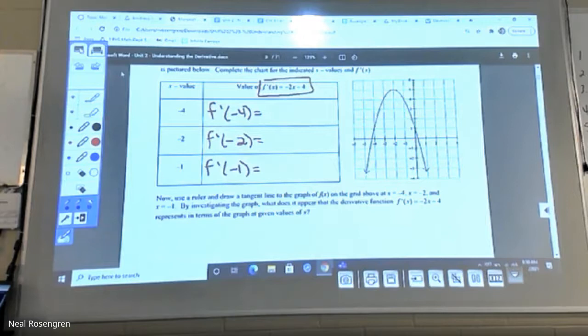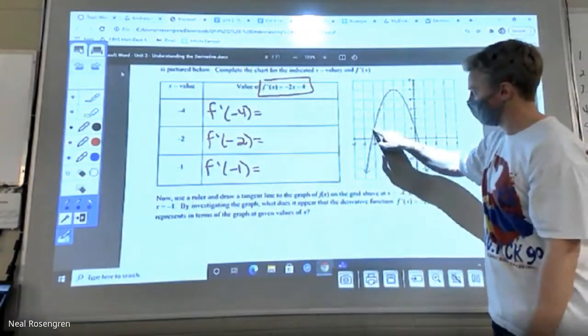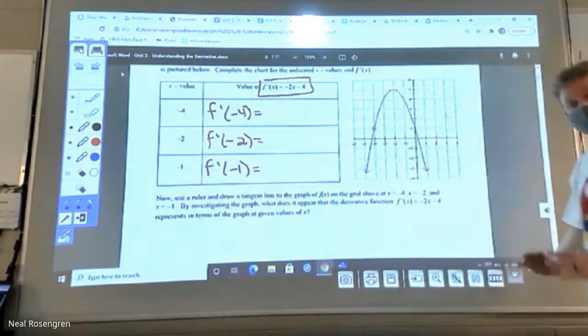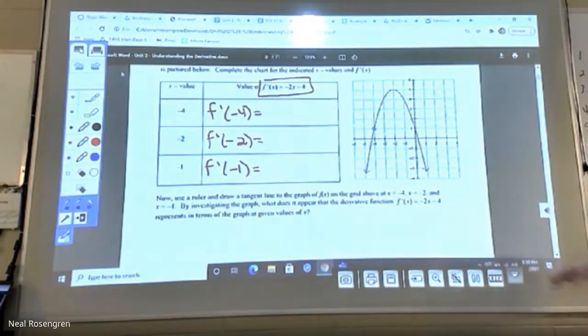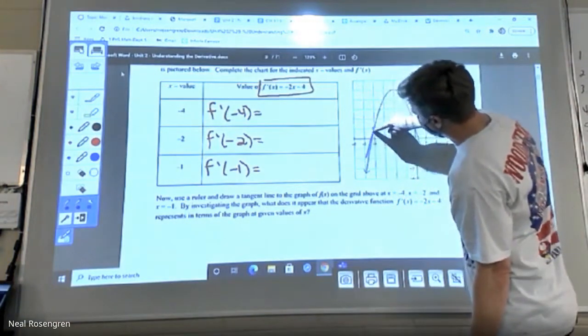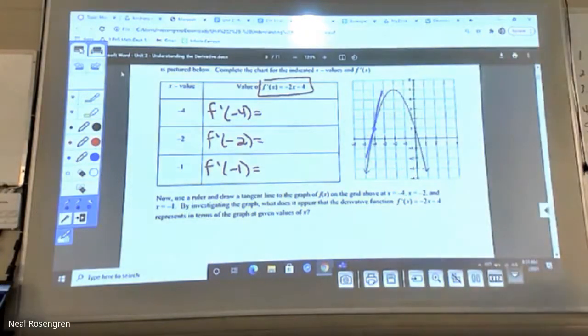I don't know if you did this yesterday when you were at home, but we said, okay, let's go to -4. I got this whole function, but stop right there and imagine what it would be like to try to draw the line that only hits the graph in that one spot, and try to get a sense for what the slope of that blue line might be.